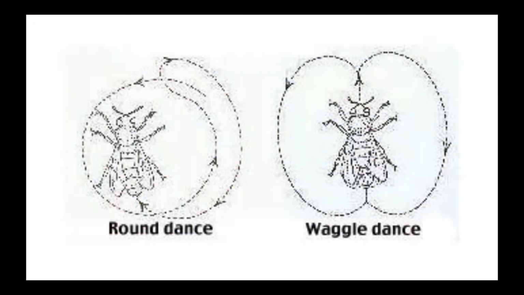There are various types of dances. The round dance is used to communicate the distance of a food source that is close to the hive, typically within 50 meters, while the waggle dance is used to communicate the location of food sources further from the hive.